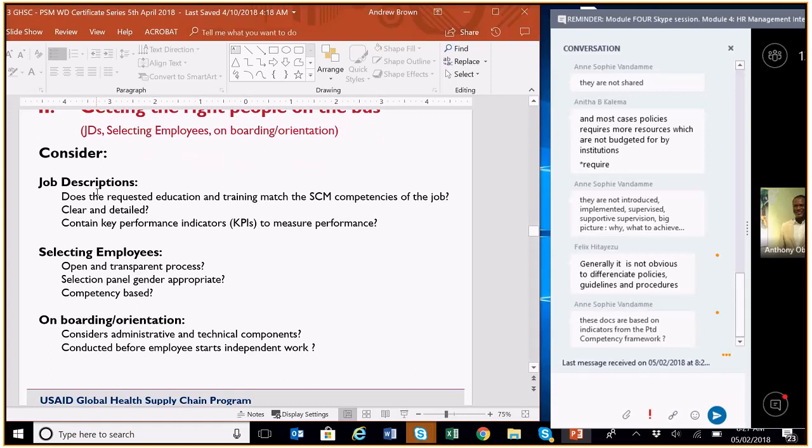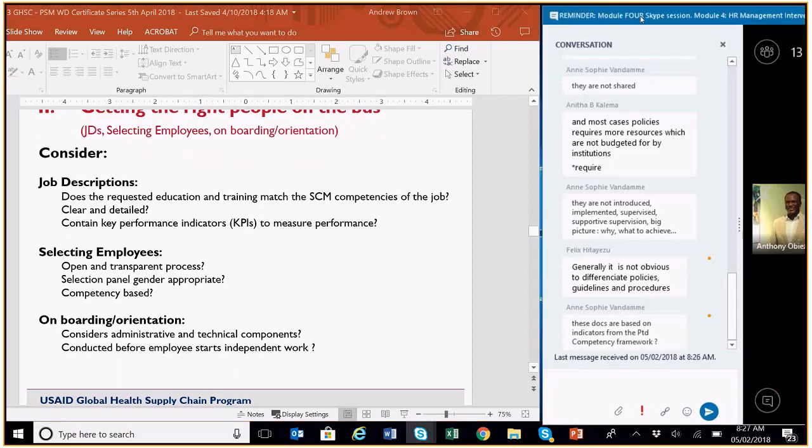There are 3 things I want you to look at carefully if you're ever doing a job description review. One of those is, does the education and training match the supply chain competencies of the job? A good example would be, I've seen an excellent job description for a warehouse manager and all the competencies beautifully laid out. But the education that was requested for the person to run the overall warehouse was specifically a pharmacist education only. Now, I'm a pharmacist, for those of you who know me, and I have no problem with pharmacists being involved in supply chain activities.